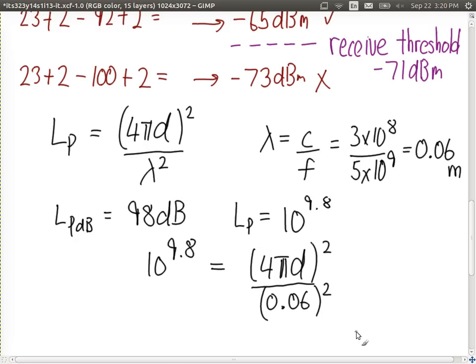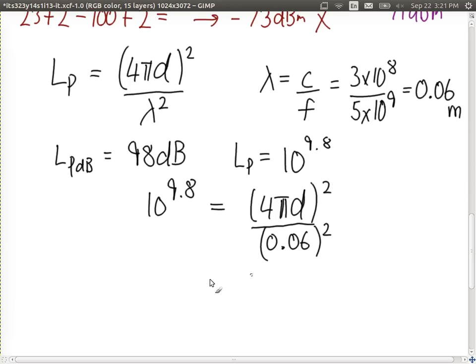We can rearrange and find D. We have an equation with one variable, so some rearrangement and you'll find D. I will not go through the calculations, I've done it before. It's 379 meters. Therefore, D, the distance, is about 379 meters.